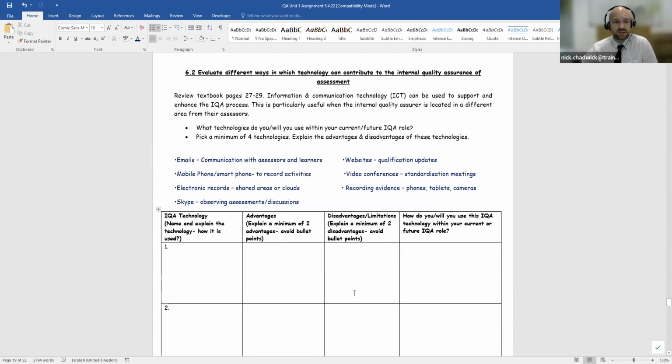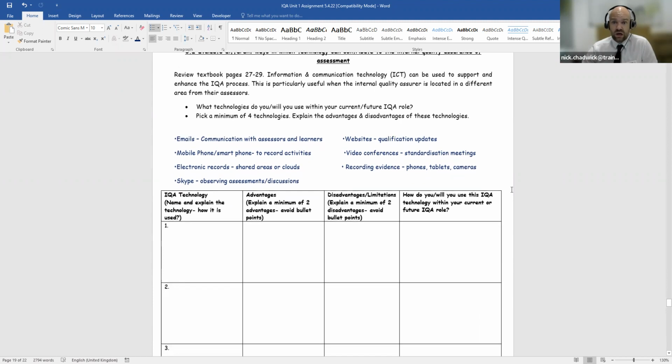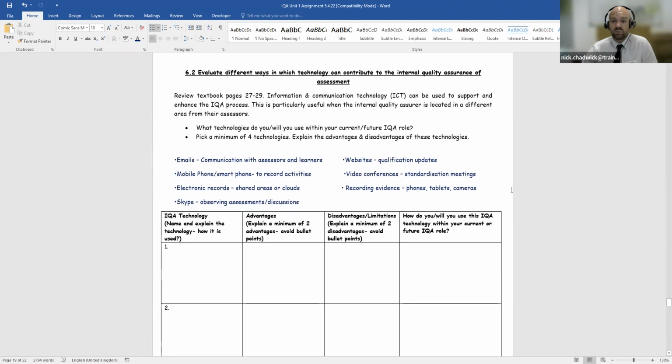For criteria 6.2, now we are going to be looking at the different ways in which technology can contribute to the internal quality assurance of assessments. Okay, so in other words, we would like for you just to have a look at pages 27 to 29 in the IQA textbook, and we're looking at the role of technology in internal quality assurance.